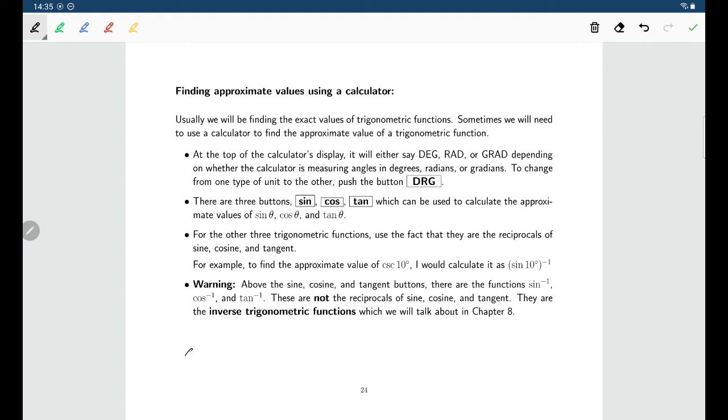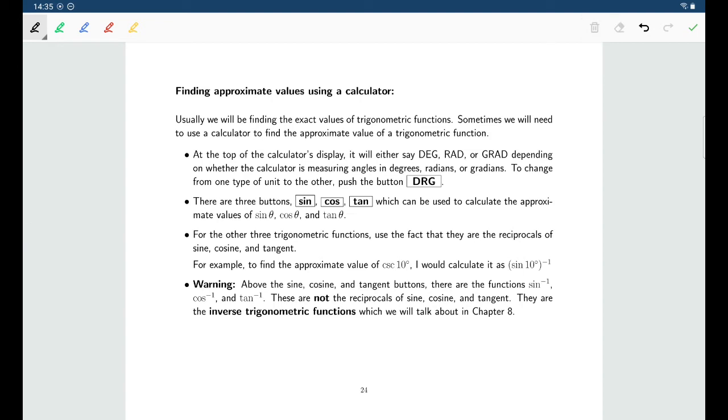So, for example, if you wanted to find out what is secant of 10 degrees, you would actually think about it as 1 divided by cosine of 10 degrees, and that would be how I would find the value of secant of 10 degrees using my calculator.